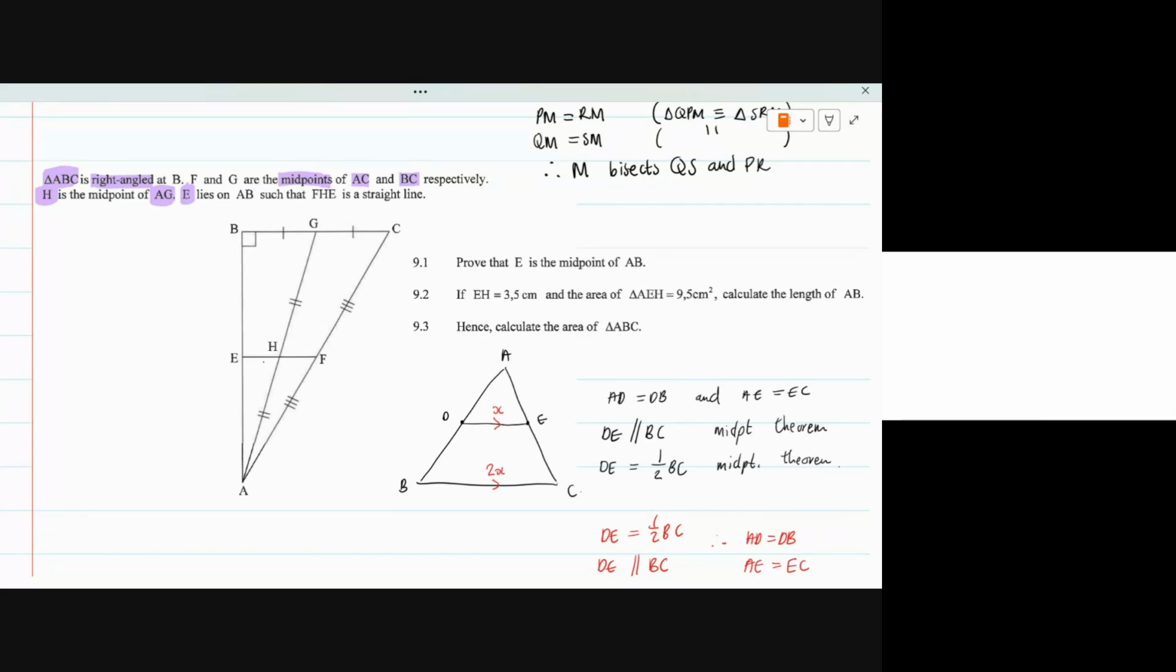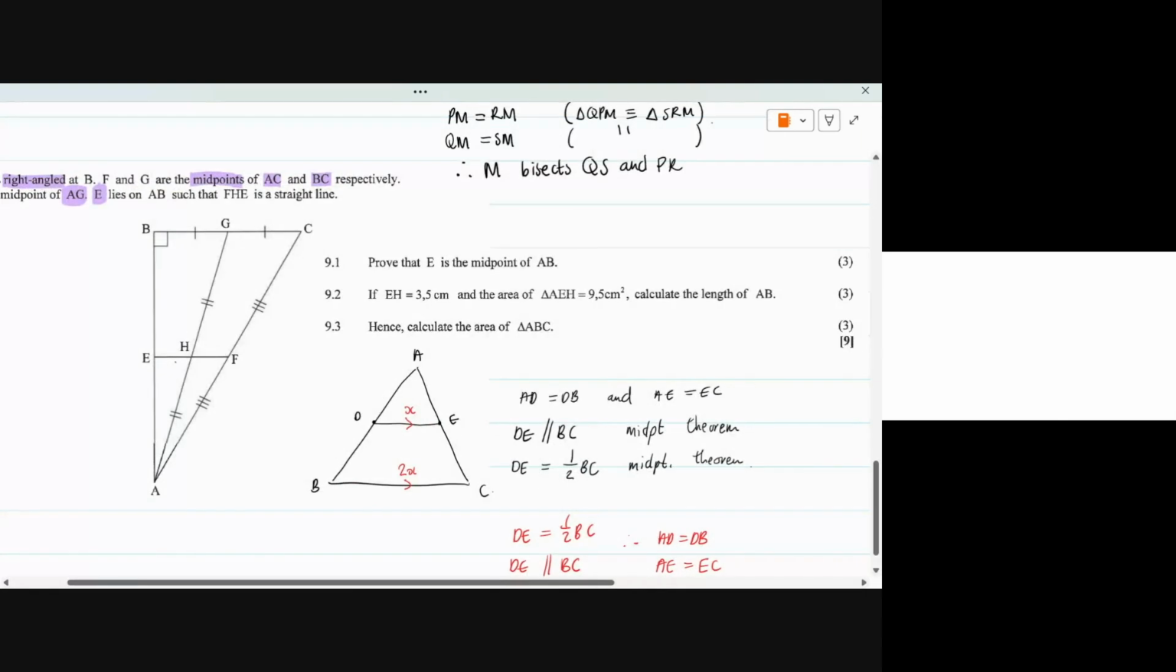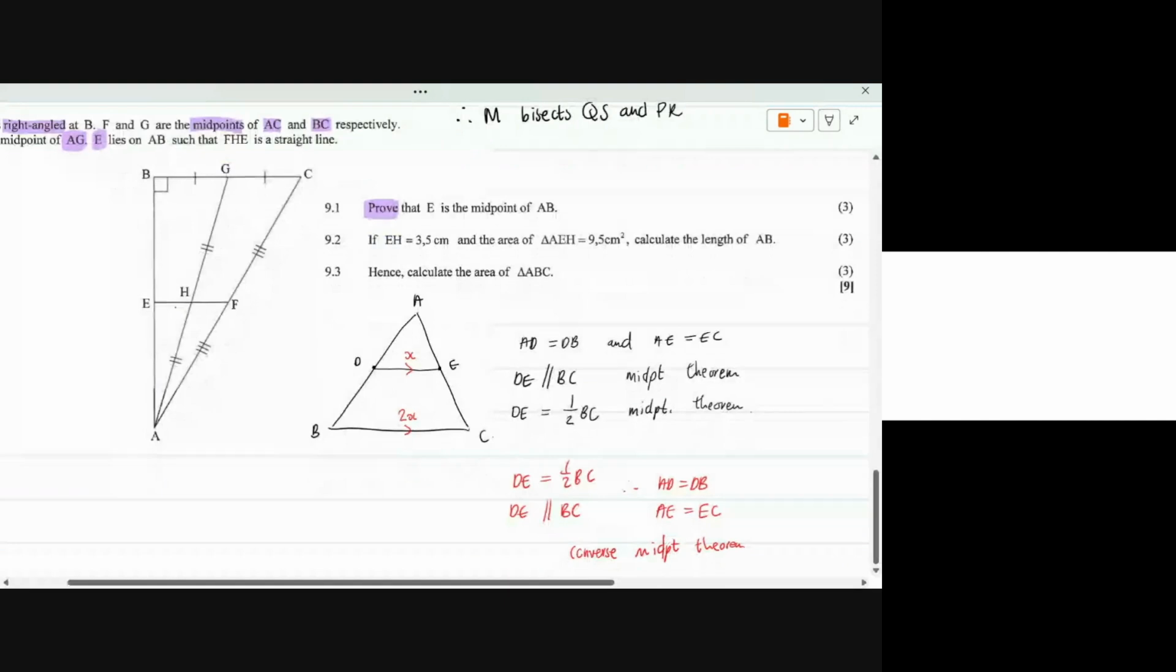All right, this question already out the gate says, prove that E is the midpoint of AB. Now, we have to prove that something is a midpoint. Is that going to be the midpoint theorem or the converse midpoint? What are we thinking? It is the midpoint, but we need to be a little bit specific. Or actually, I think it's fine. Let's just go with midpoint theorem. I think that's enough. They'll allow that.